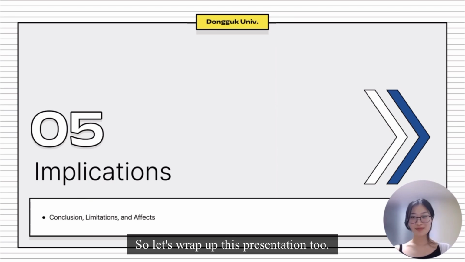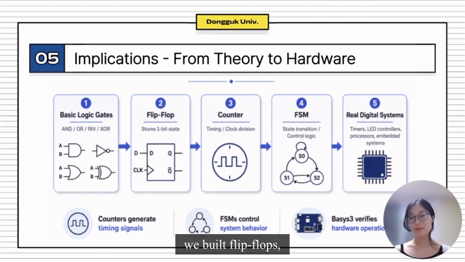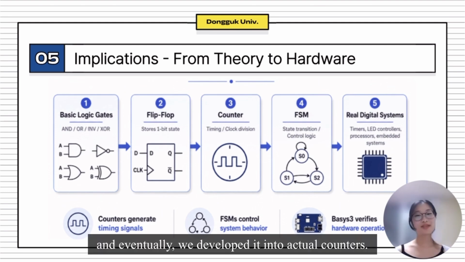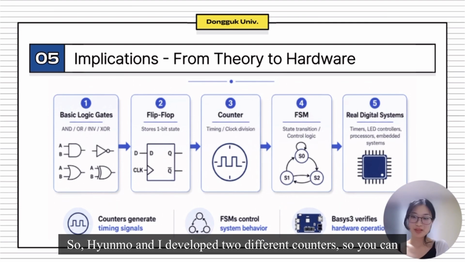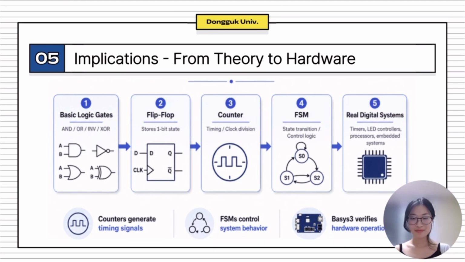So let's wrap up this presentation too. We start with basic logic gates like AND and OR gates, we build flip-flops, and eventually we develop them into extra counters. So Hyun-mo and I developed 2 different counters, so you can see the Basys3 operate differently.